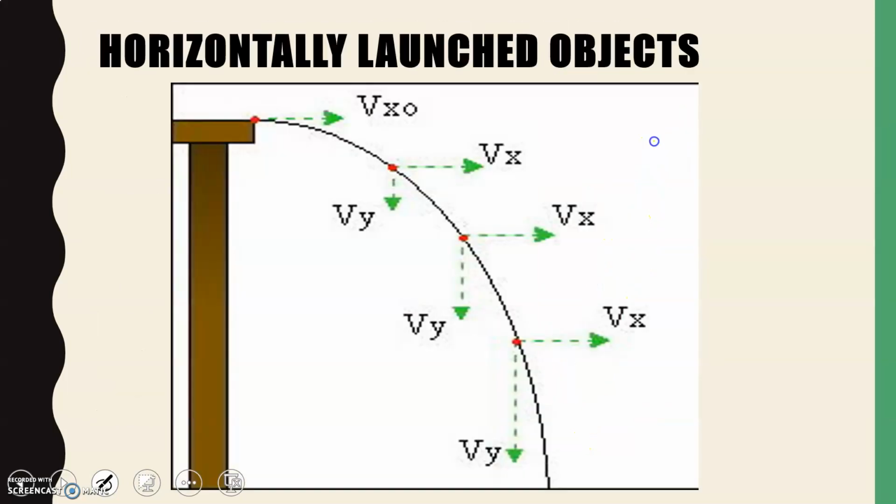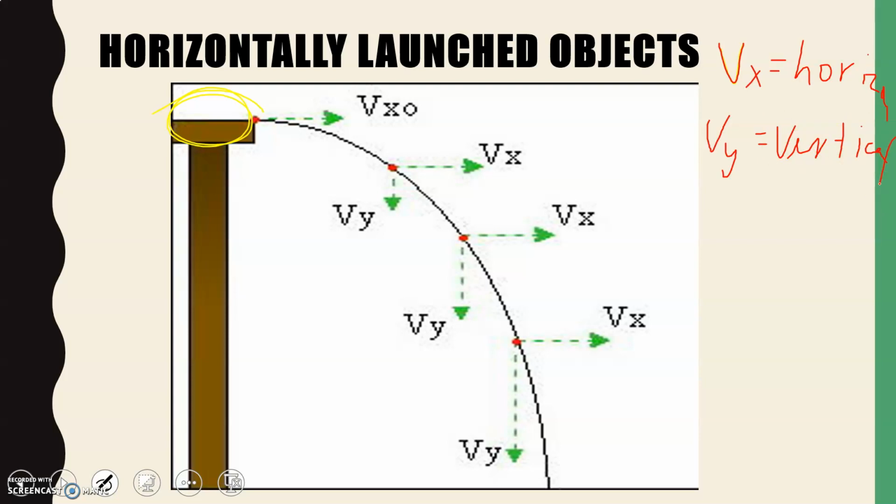Okay, next part. So we're going to be looking at horizontally launched objects. So again, maybe there's a cannon here that has launched an object. So again, we're going to be looking at these vectors. The Vx component is going to be horizontal, and Vy is going to be vertical.